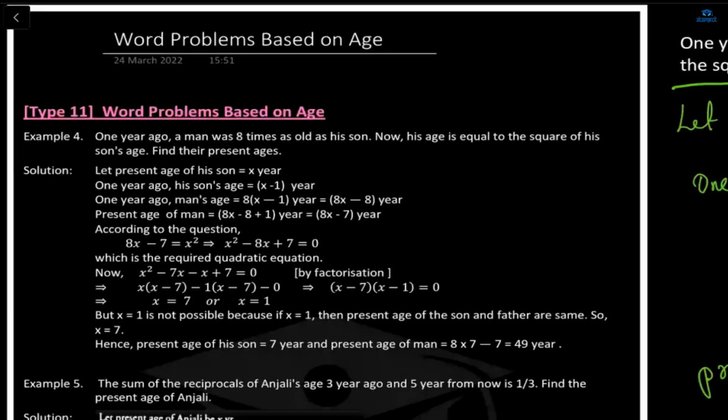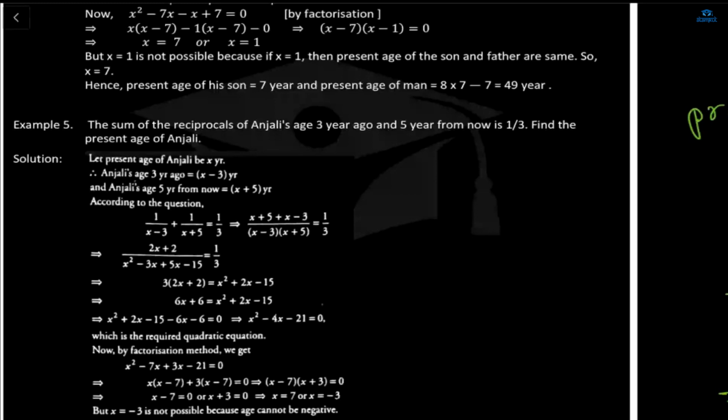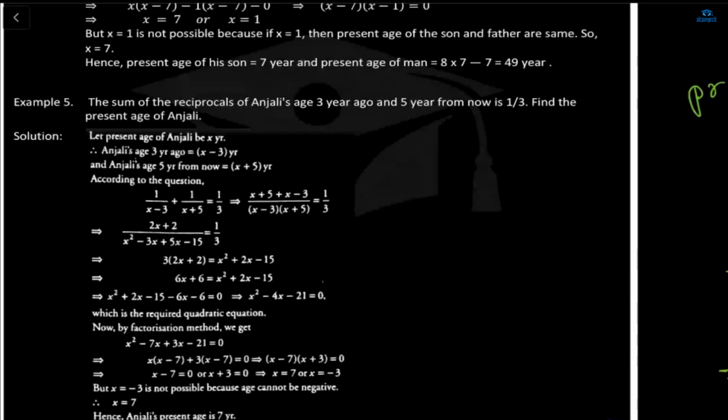And the next thing that you see, Anjali's present age and past age were compared. And what was the subtraction, or it can be addition, something like this, the value. And here it is talking about the sum, and it was 1/3.